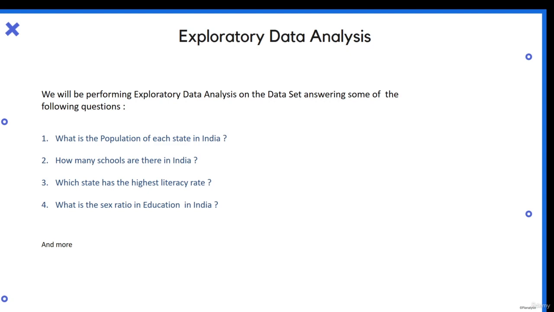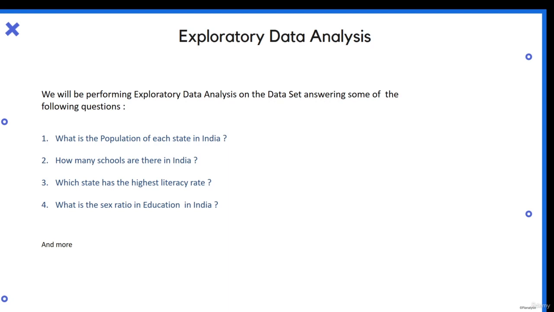There are some questions, like what is the population of each state in India, which is the most populous state, which is the least populous state. Also it has data district wise, but as you know there is a huge number of districts, around 690 districts in India, so it is not possible to explore each and every one. So we are taking it by state. So we'll have an idea of the state-wise literacy in India, then how many schools are there.